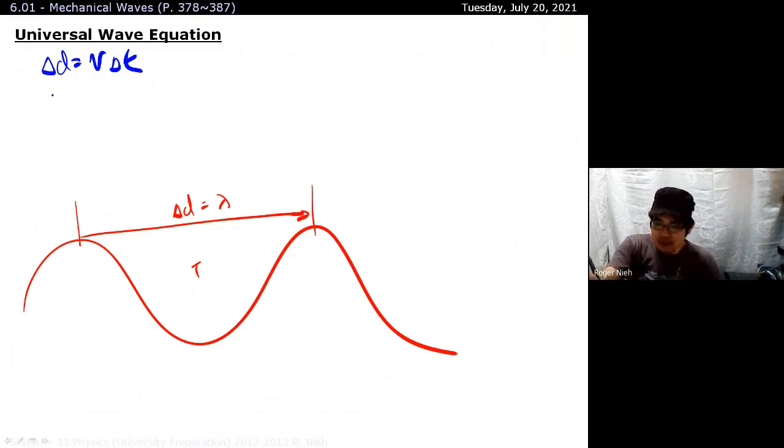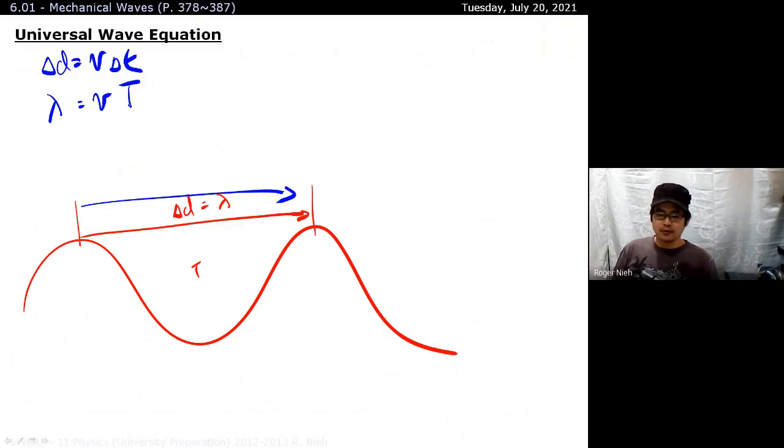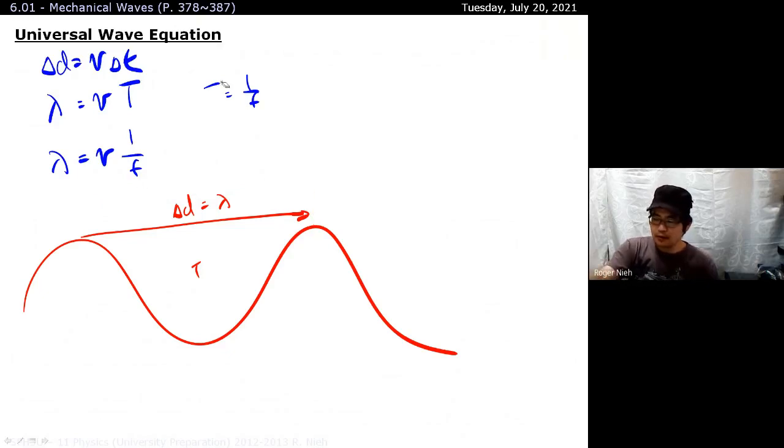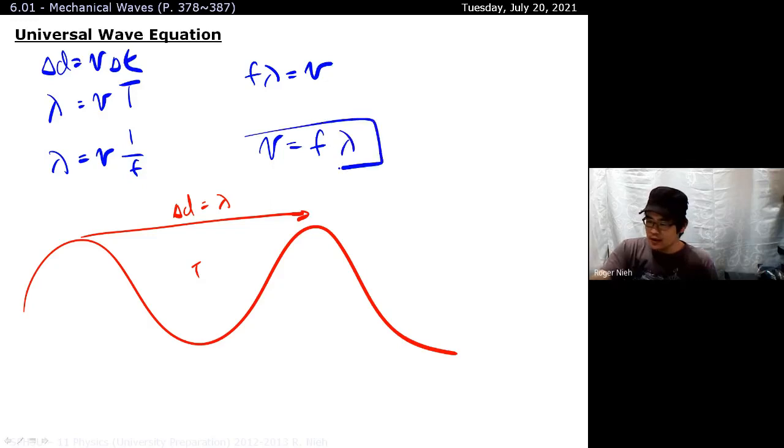We'll just replace d with lambda, because as I said, it's a physical distance for a wave to travel across. As for t, we're going to replace it with capital T because the pattern repeats itself over and over again. Another thing is that you know that T is equal to 1 over f. So this equation can be rewritten as lambda is equal to v times 1 over f. And by just swapping things around, we have f lambda is equal to v, or our last step is v equals f lambda. So that's the story of how this universal equation came to be.